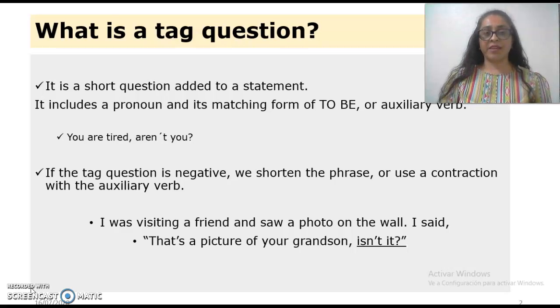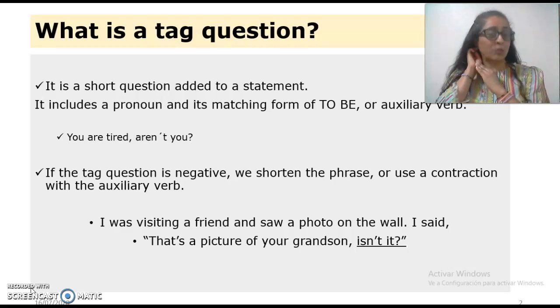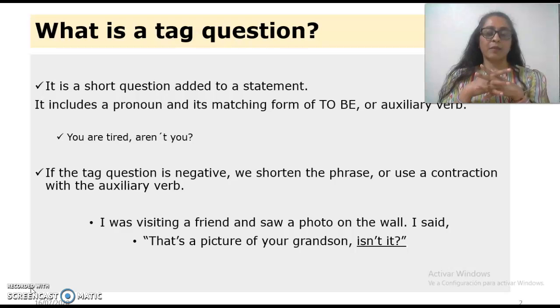In this example I have here, we have a sentence in which we have used to be. You say a statement, "You are tired, aren't you?" You see, we make sure that we are using the form of the verb that is originally used in the main statement. We have to be, and we use not plus the pronoun that matches that form of to be. If the tag question is negative, we shorten the phrase or use a contraction with the auxiliary verb.